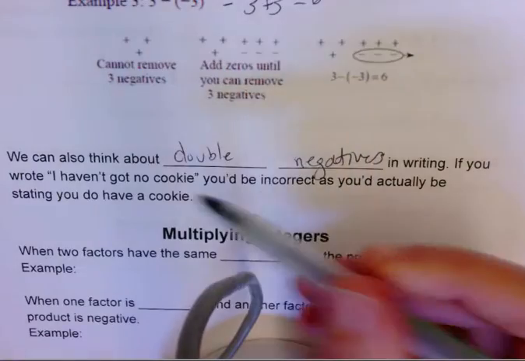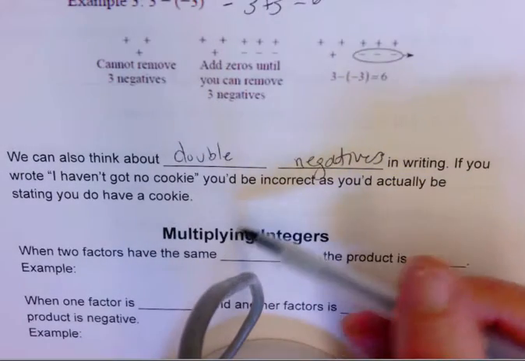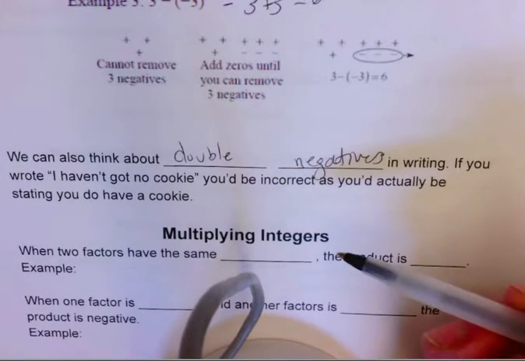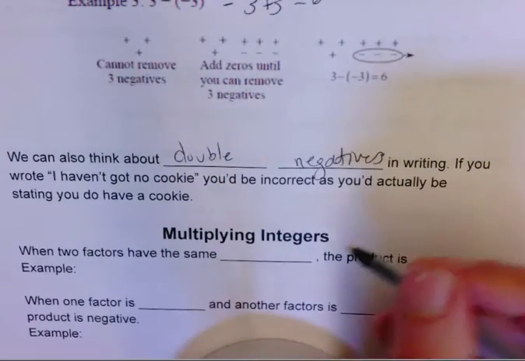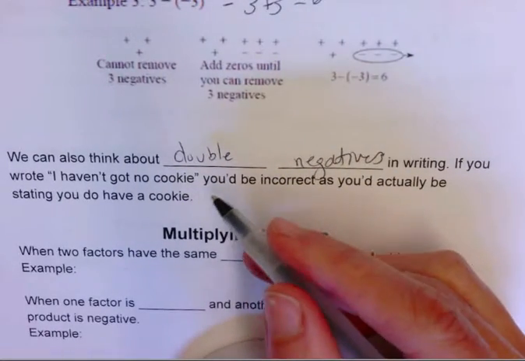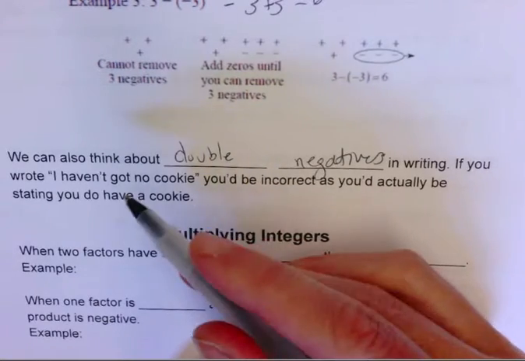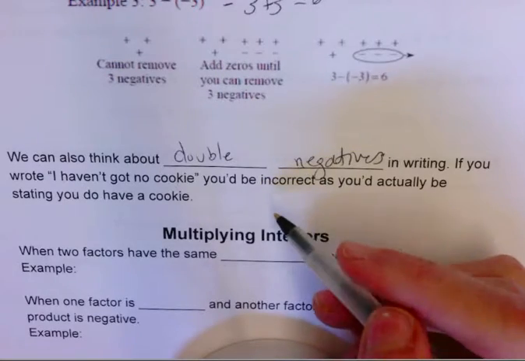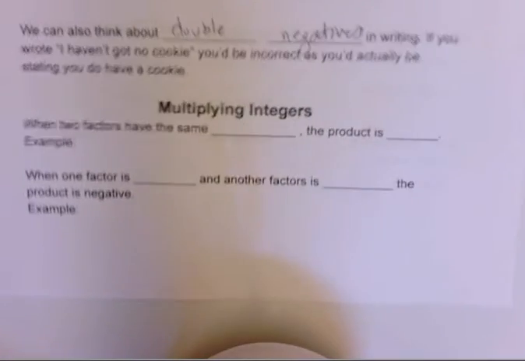If you wrote, "I haven't got no cookie," then you'd be incorrect, as you'd actually be stating that you do have a cookie. "I haven't got no cookie" is kind of like saying, "I do have a cookie." I don't have no cookie, so I must have a cookie. And those double negatives always make people go, wait, what are you saying? But if you really think about it, not having no cookie means that you do have a cookie. So for some people that helps, and for some people it doesn't. So take what you want.